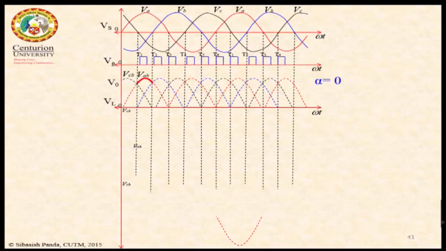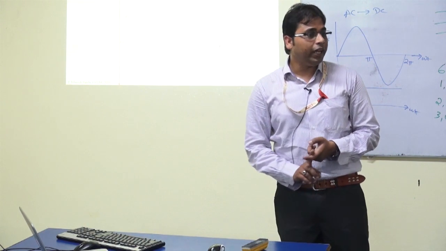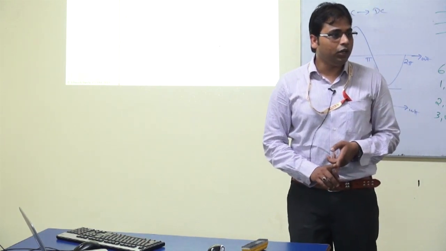So it will follow my VAC. After this it will start conduction from here and it will continue its conduction up to here, next 60 degree. Similarly, next 60 degree VBC, then VBA, then VCA, CB, then AB, then AC and BC, it will continue its conduction and so on. So this is the output voltage we will get for alpha equal to 0.